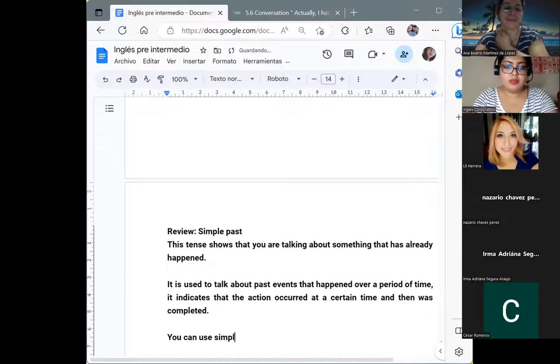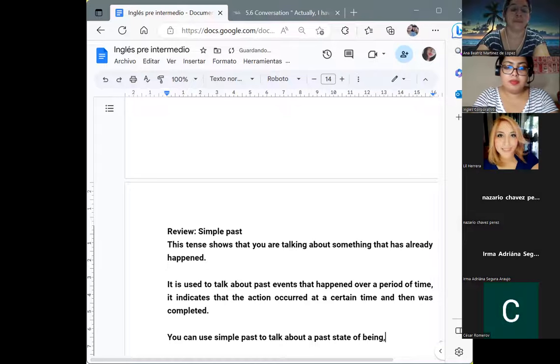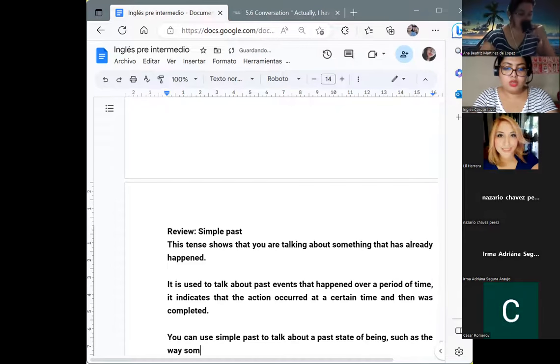Simple past. To talk about a past state of being, such as the way someone felt about something. This is often expressed with the simple past tense of the verb be.